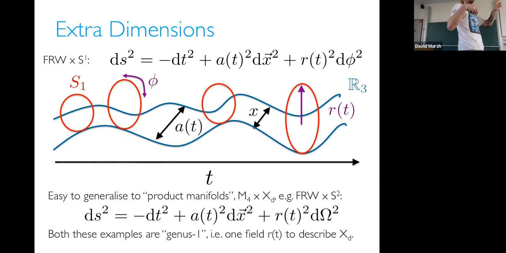but we have two coordinates on it. The d omega squared here is the round metric on the sphere. It has coordinates theta and phi, which you're familiar with. So it'd be d theta squared plus sine squared theta d phi squared, for the two polar angles. But it only needs one number to describe the size of S2.